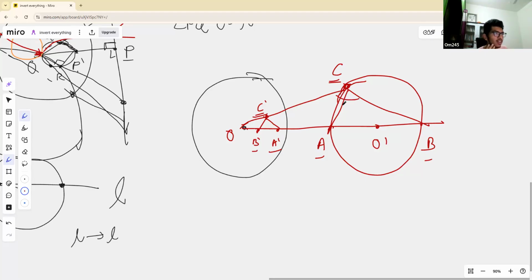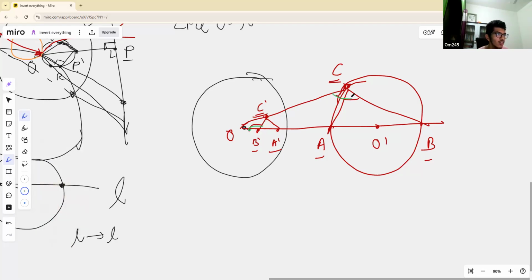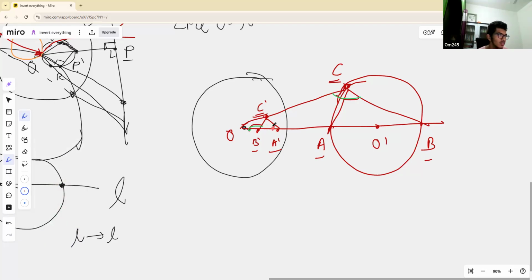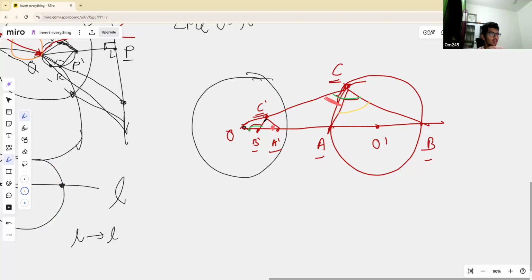So you get that this angle is equal to this angle because of cyclicity. Let me choose some other color. This angle is equal to this angle, and this angle is equal to this angle, which gives us that this angle is always equal to this angle, whether this is the center or not. This is a very important condition. If you have two points on the same line and you map them, then for any other point the angle will be preserved. That's one of the important properties: angles are preserved.